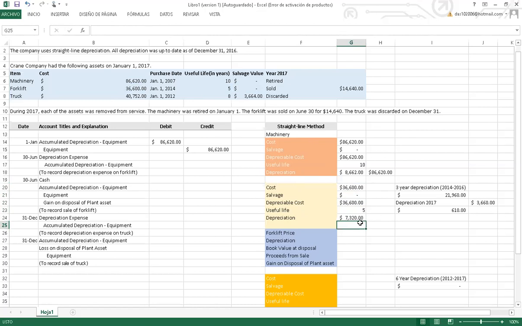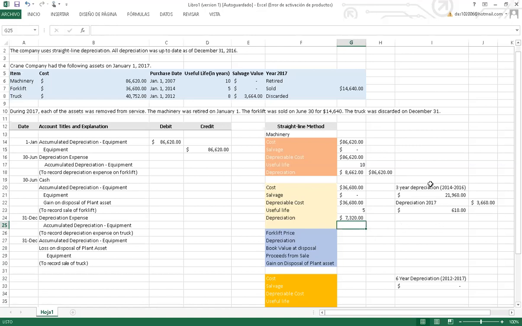So in this case, we have to do two things. So the $7,320 is an annual depreciation, but it tells us that in the middle of the year, on June 30, the forklift was sold. So we have to calculate the depreciation for the first 6 months of 2017 to adjust the depreciation, the accounts used for depreciation of equipment in this case.